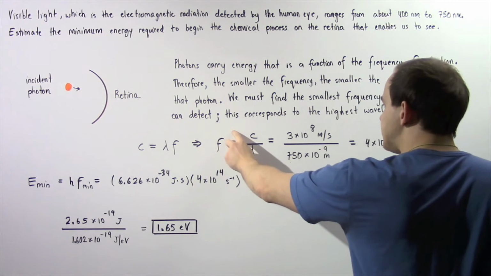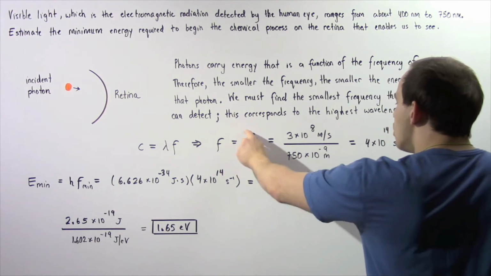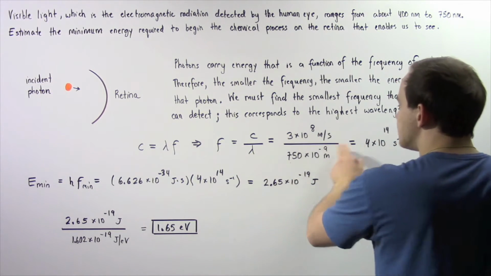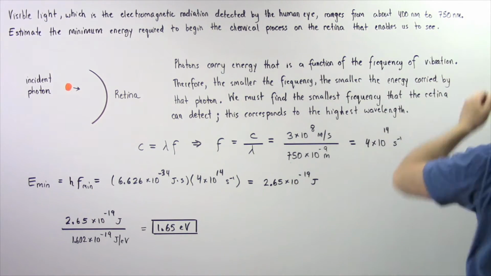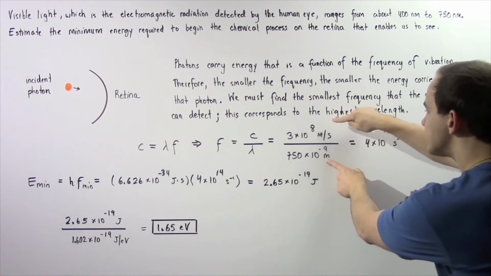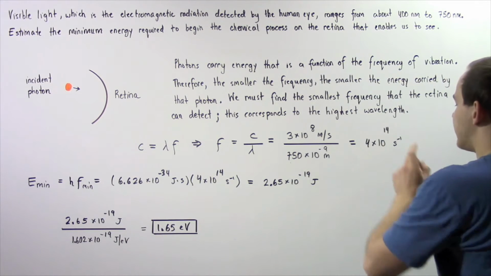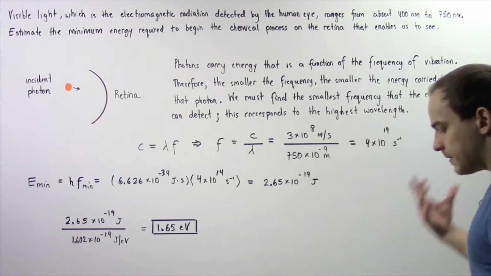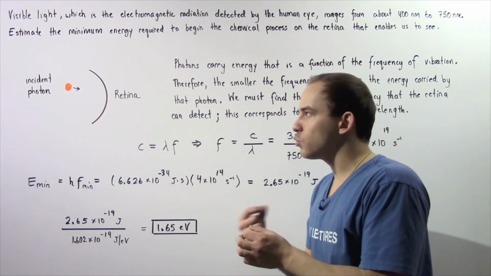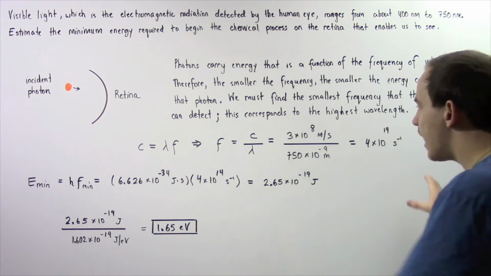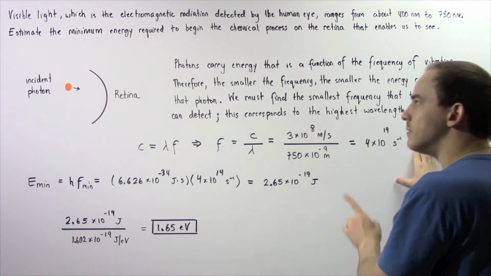The frequency is equal to c divided by lambda, where c is 3 times 10 to the 8 meters per second, and lambda is 750 times 10 to the negative 9 meters. The meters cancel, the seconds go on the bottom, and we have 4 times 10 to the 14 seconds to the negative 1. So this is the frequency. It's the number of vibrations our photon makes every single second. Now we found the minimum frequency.